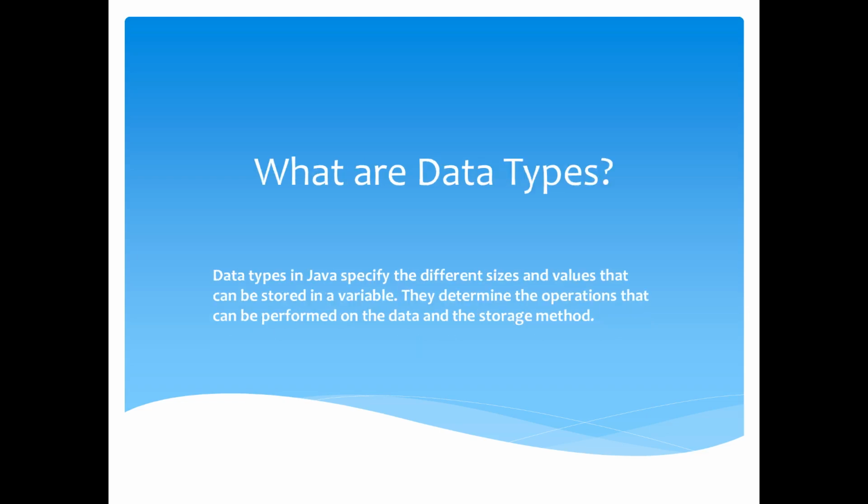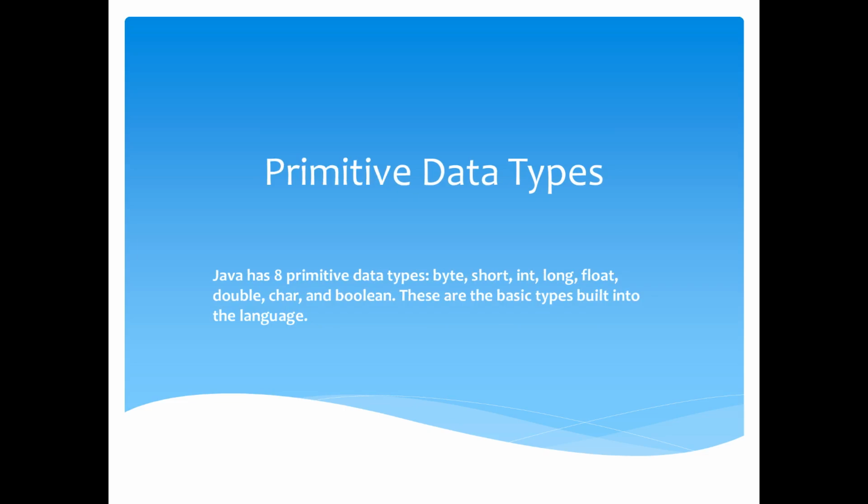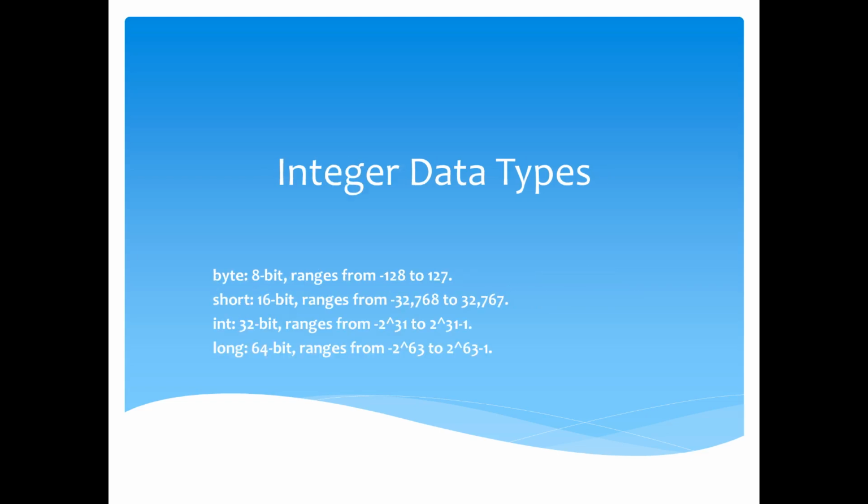Let's get started. What are data types? Data types in Java specify the different sizes and values that can be stored in a variable. They determine the operations that can be performed on the data and the storage method. Primitive data types. Java has 8 primitive data types: byte, short, int, long, float, double, char, and boolean. These are the basic types built into the language.